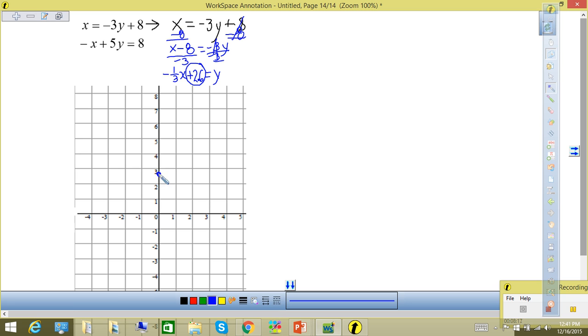So let me ask you. I'm at 2.6. If I take one step down, where do I land? 1.6. Does everybody see that? So okay, here it goes again. I'm at 2.6. I need to take one step down and 3 to the right. So I go down to 1.6 and 3 to the right. 1, 2, 3. About right there. And let's graph our line.